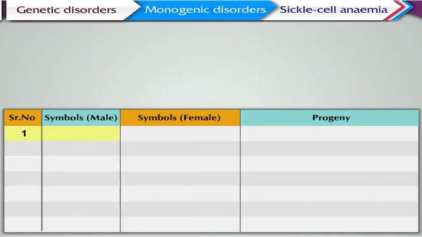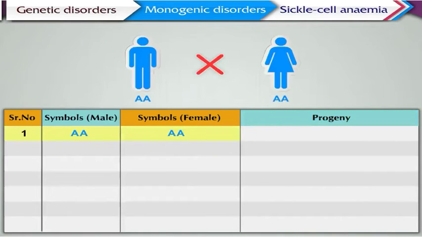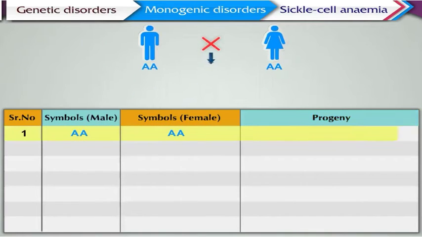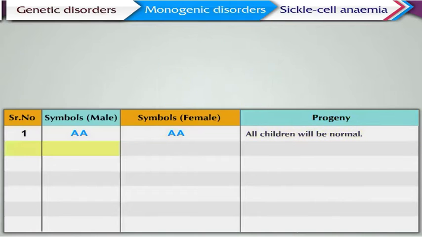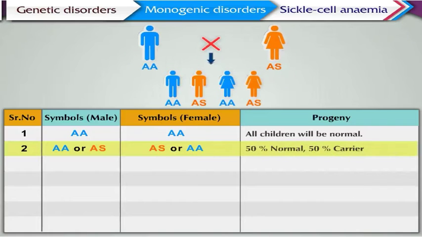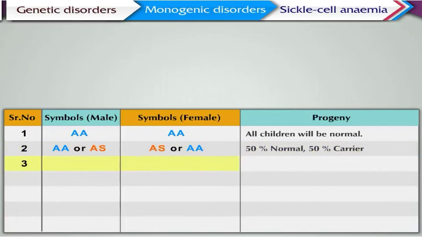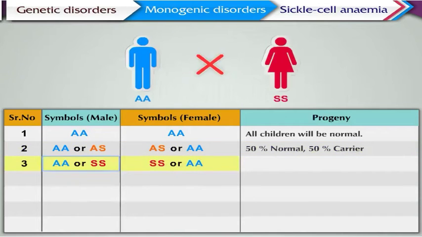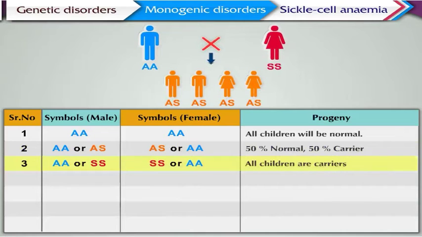sufferer. If the father and mother both are normal, then the children born are normal. If amongst the father or the mother, one is normal and another is a carrier, then 50% children will be normal and the other 50% will be carriers. If amongst the father or mother, one is normal and another is a sufferer, then all the children will be carriers.